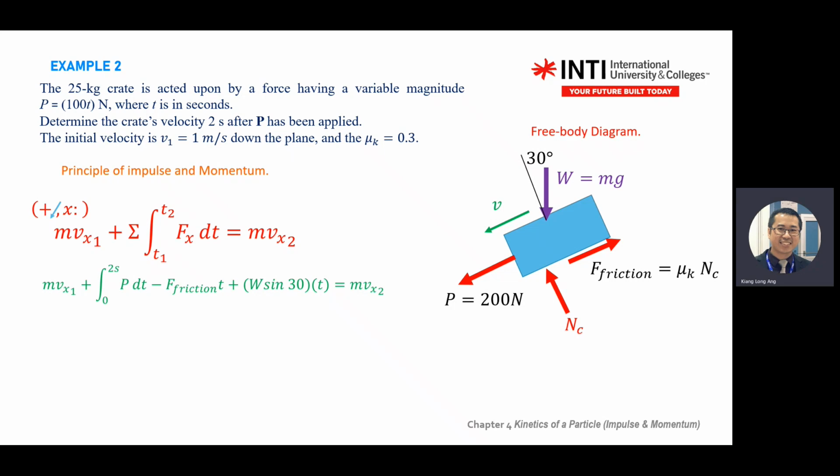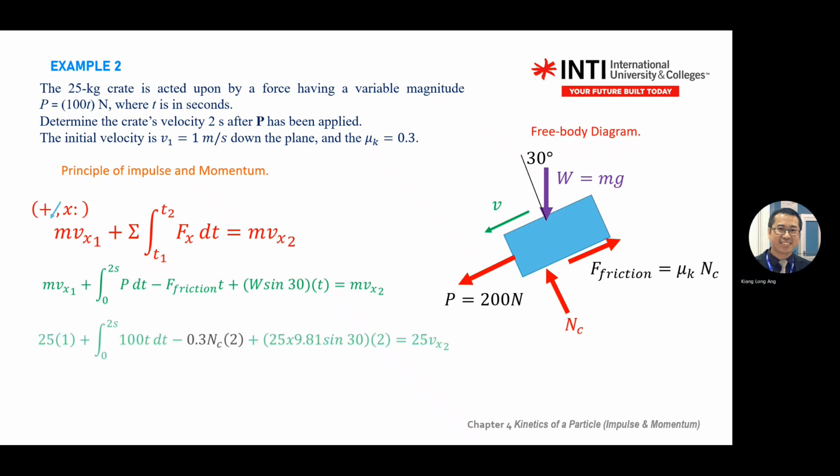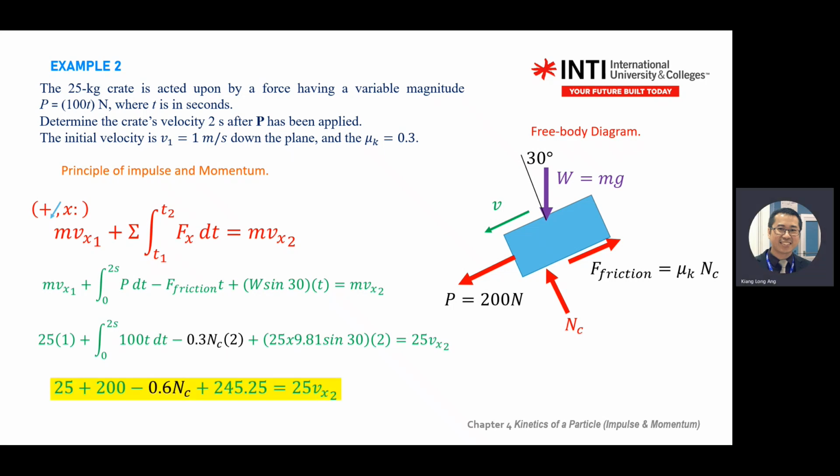Weight, I change to x direction and y direction. The x direction is positive. So here I see W sine 30 times t and the m v x2. I put in all the values, I substitute. Here you need to recall your integration. 100t dt, you get what? t squared divided by 2. So you get 50t squared here. Okay, then you solve.